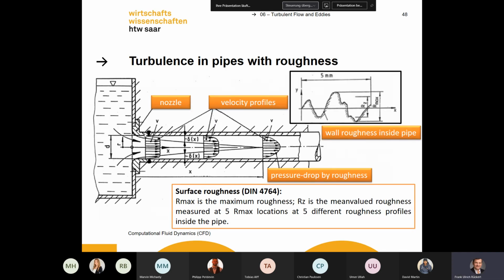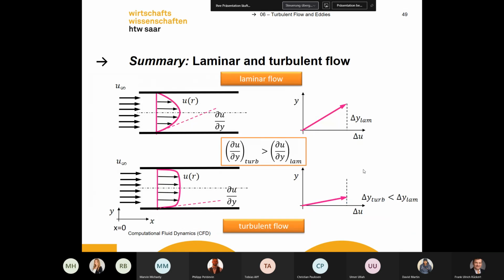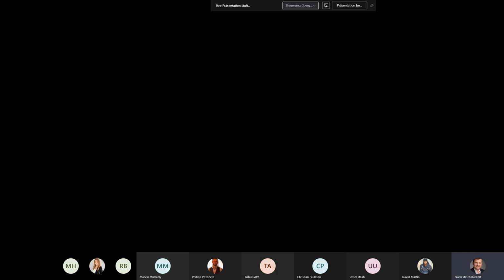Here's again a picture with fluid flow through the roughness of the pipes. There's also a DIN norm where you can estimate the roughness. Again, okay, I think I already explained this.